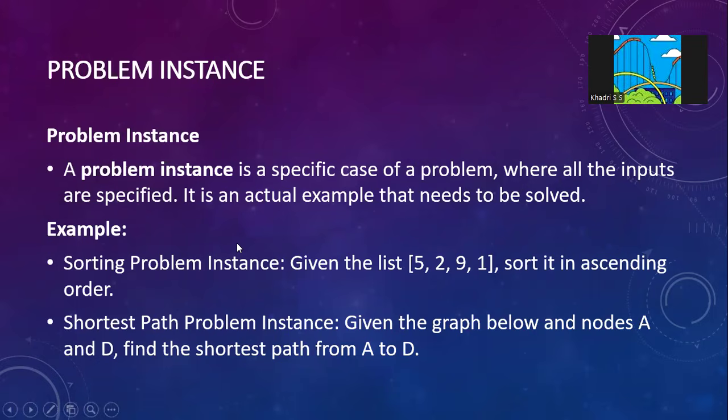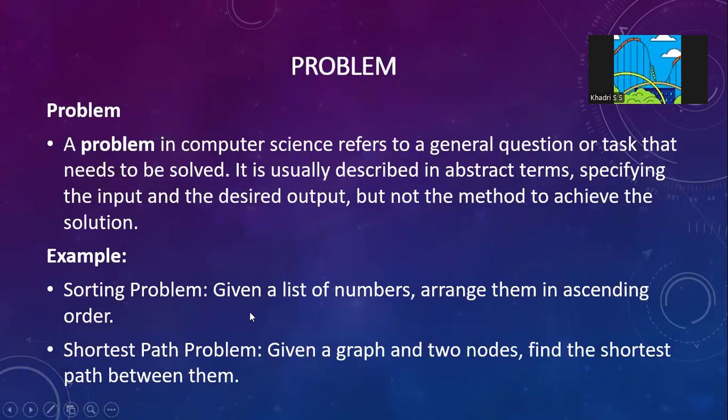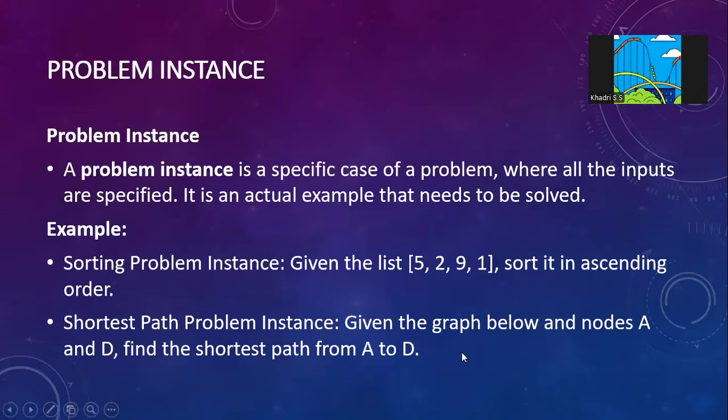Another one is the shortest path problem instance. Given the graph below and the nodes A and D, find the shortest path from A to D. In the previous example also, he gave a graph and two nodes, but we don't know which graph and which node names. But in the problem instance, he has given the node names A and D, and I need to find the shortest path between A and D. So they are specifying the inputs to get the exact solution.